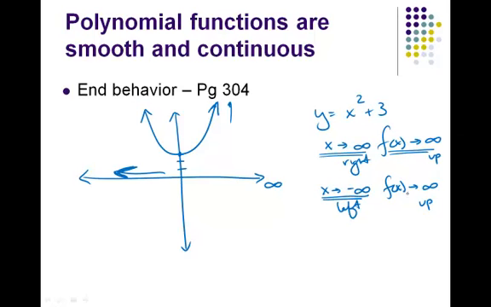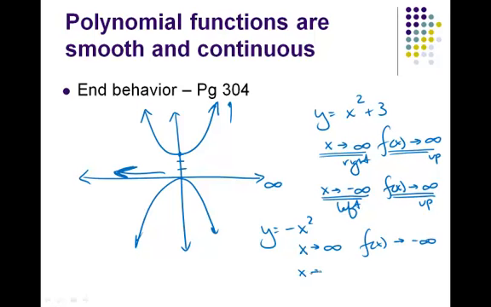As x goes towards the left, f of x goes up as well. Okay, let's look at our other scenario. What happens if we have negative x squared? Well, now, no matter what happens to x, as x goes towards infinity, the function goes towards negative infinity. As x goes towards negative infinity, the function also goes towards negative infinity.